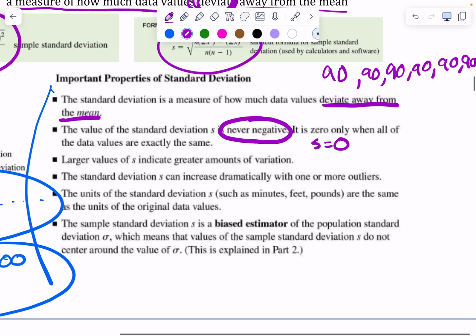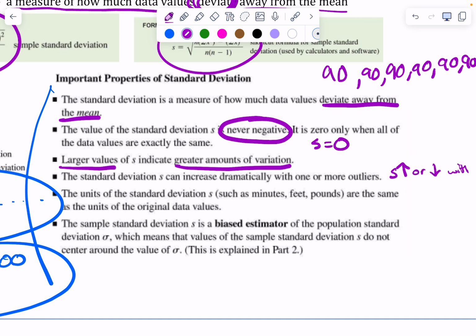Larger values indicate greater amounts of variation. Larger values, greater variation. The standard deviation can increase dramatically with one or more outliers. Actually, your standard deviation will only go up with an outlier. It will increase greatly if you have an outlier. Units of standard deviation, such as minutes, feet, pounds, are the same as the units of the original data values. So if I'm talking about distance in feet, your standard deviation is that many feet. It's the same units as the original data.